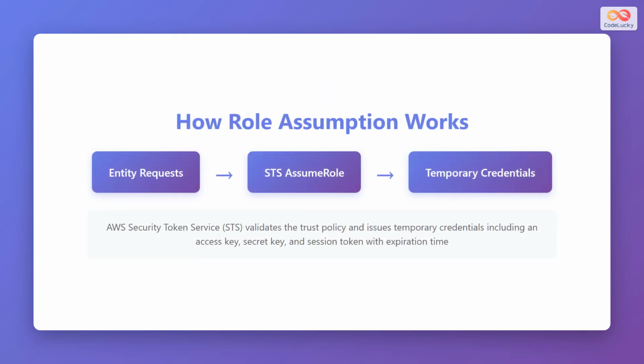Let's understand the role assumption workflow. First, an entity such as a user, service, or application requests to assume a role. This request goes to the AWS Security Token Service, or STS. STS then validates the request by checking the trust policy to ensure the entity is authorized to assume the role. Once validated, STS issues temporary credentials, which include an access key, secret key, and session token, along with an expiration time. The entity can then use these temporary credentials to access AWS resources according to the permissions defined in the role. When the credentials expire, the entity must request new ones if continued access is needed.